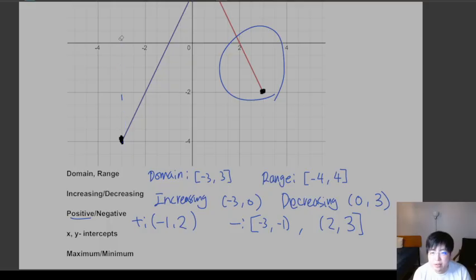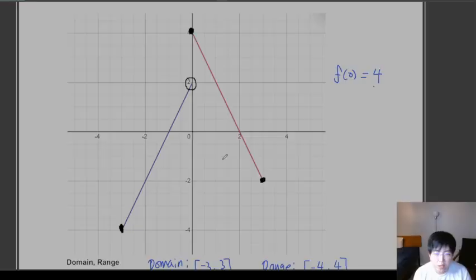And the next characteristic we want to know about the function is x-intercepts and y-intercepts. The x-intercept is where the function intersects with the x-axis, and the y-intercept is where the function intersects with the y-axis. As you can see, there are 2 points where the function intersects with the x-axis. One is at -1, the other is at 2.